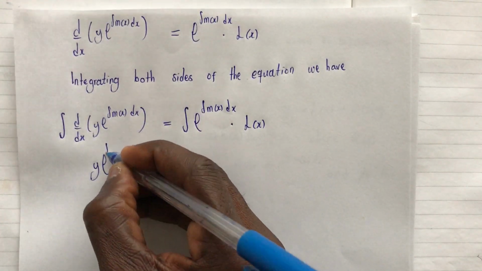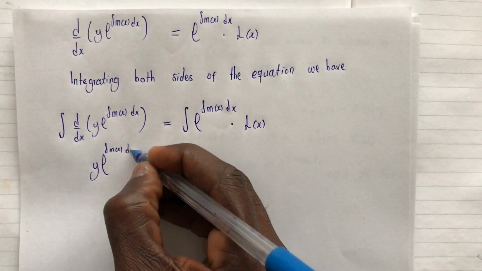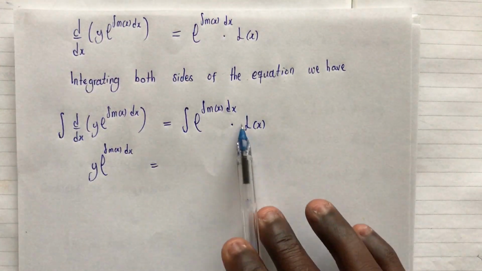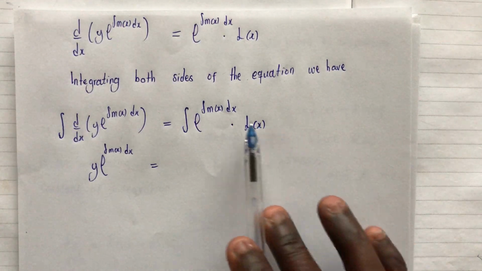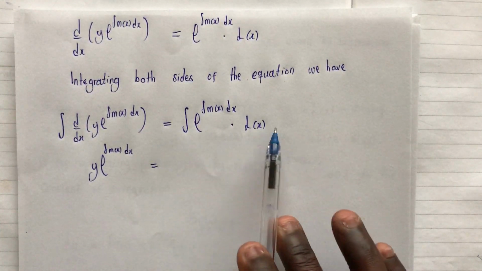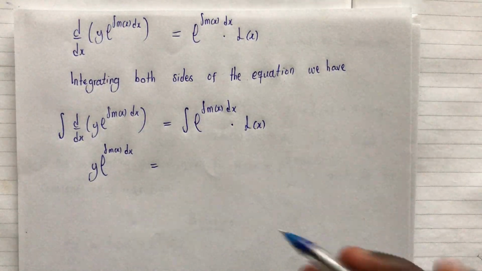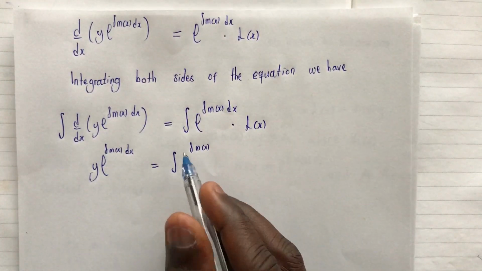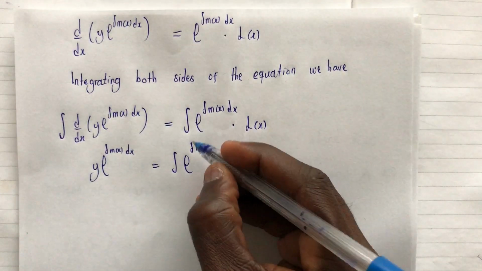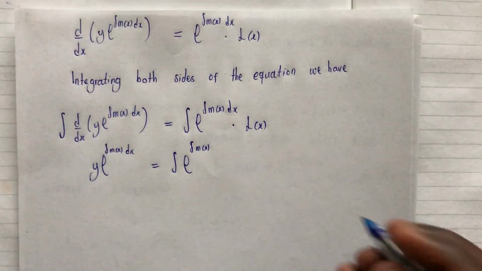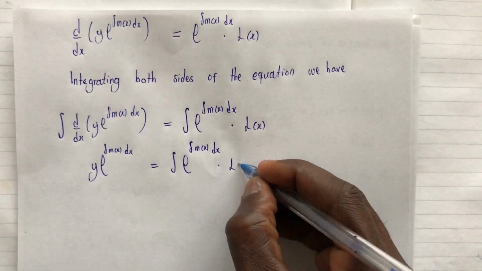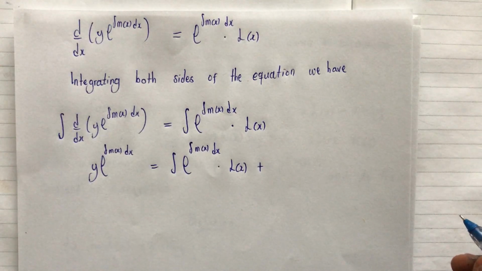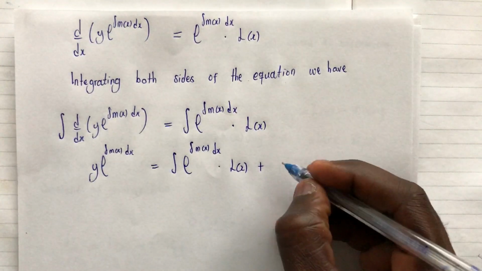y e^(integral of m(x) dx) being equal to, now remember that we do not know the function L of x. So since we don't know the function L of x, we will repeat this side and introduce our constant of integration. So we have integral of e^(m(x)) dx. Please, this is an integration sign. It's not an s, it's an integration sign. So dx times L of x plus the constant of integration is what? Let me use a. So plus a.